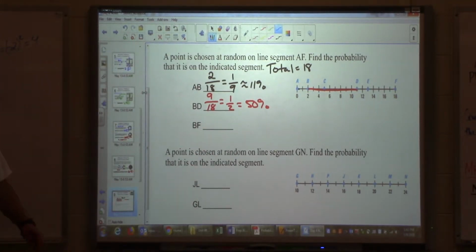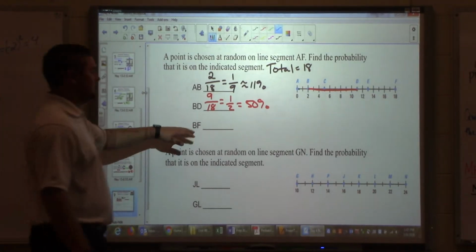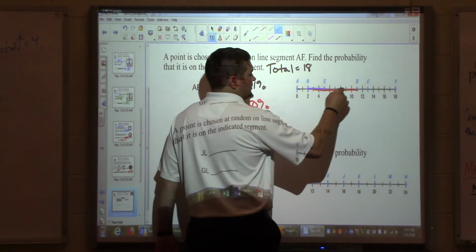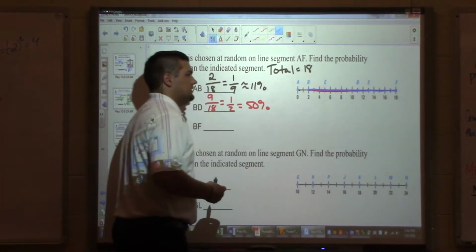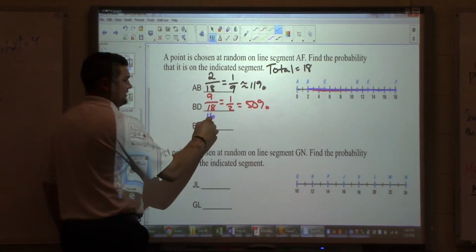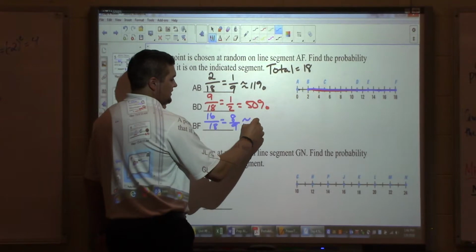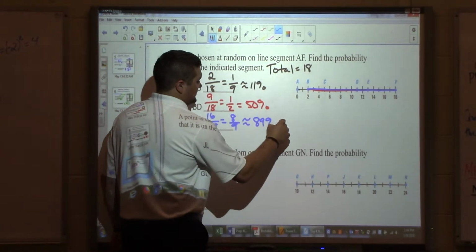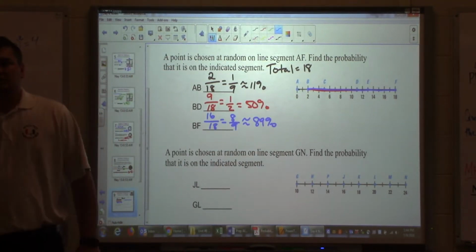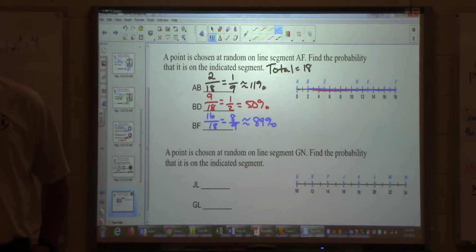The last one, BF. Find the length here. From 2 to 18, that's 16 over 18, or 8 over 9, approximately 89%. Any questions on that?